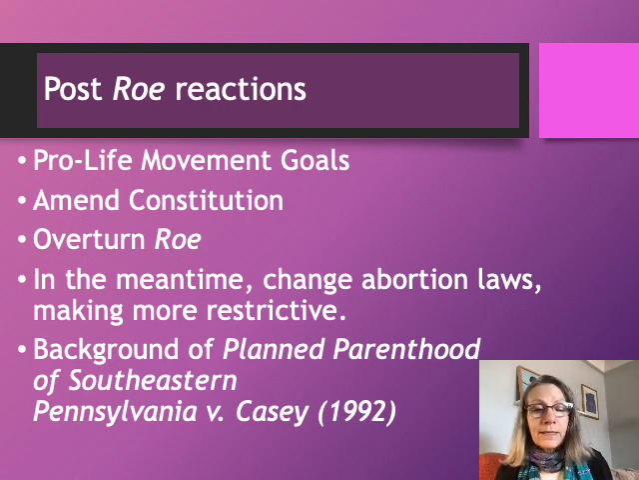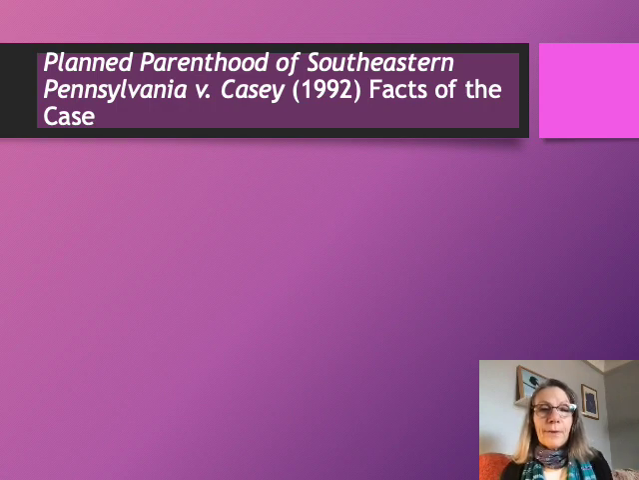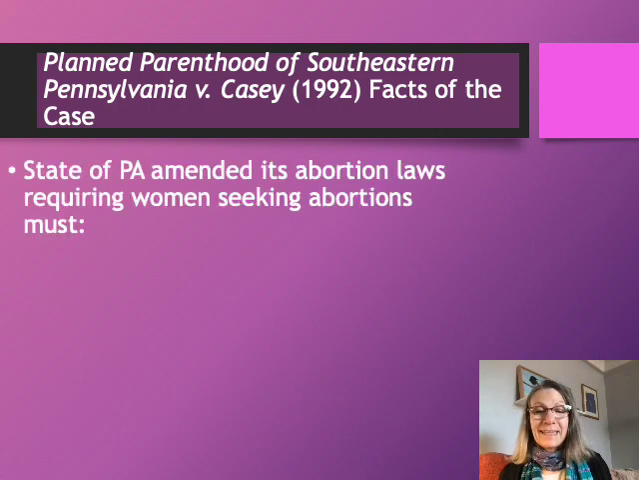So let's turn our sights to Casey. The Planned Parenthood v. Casey case is about a series of laws that the state of Pennsylvania enacted in 1982. And so the state of Pennsylvania amended its abortion laws with a new set of laws called the Abortion Control Act. And the goal of these new laws was to require women seeking abortions to do certain things.